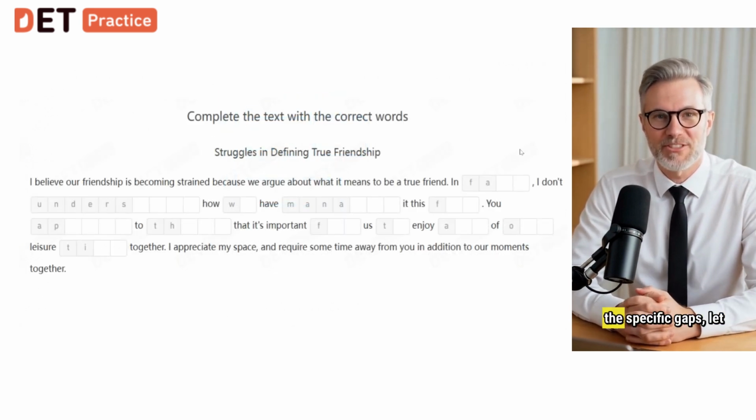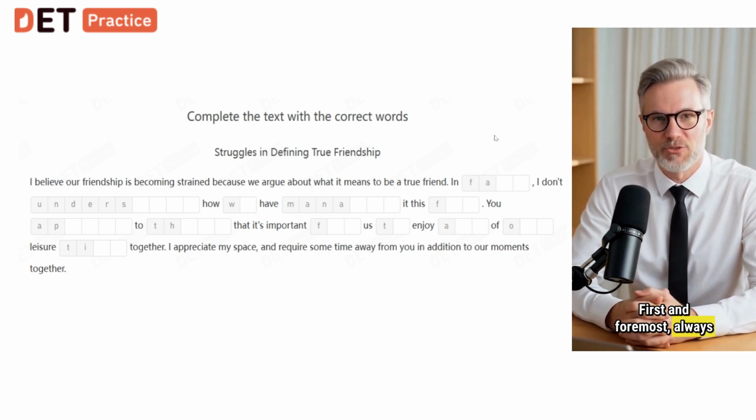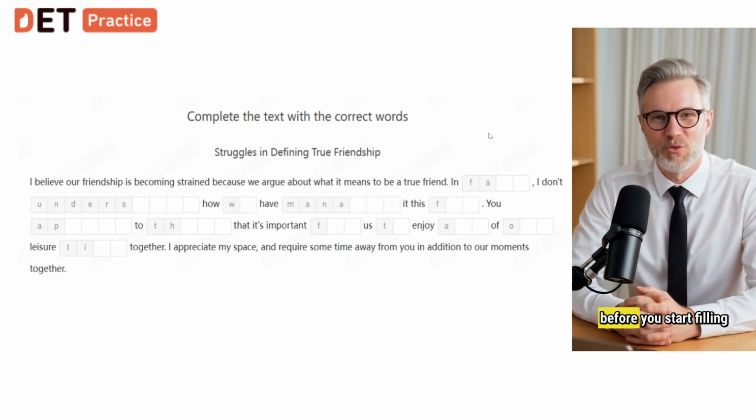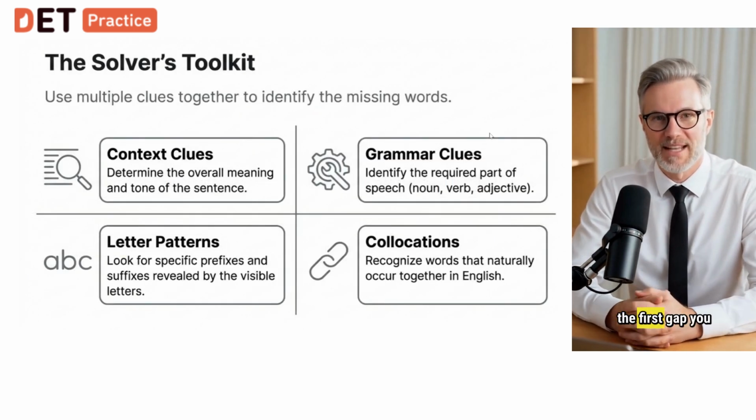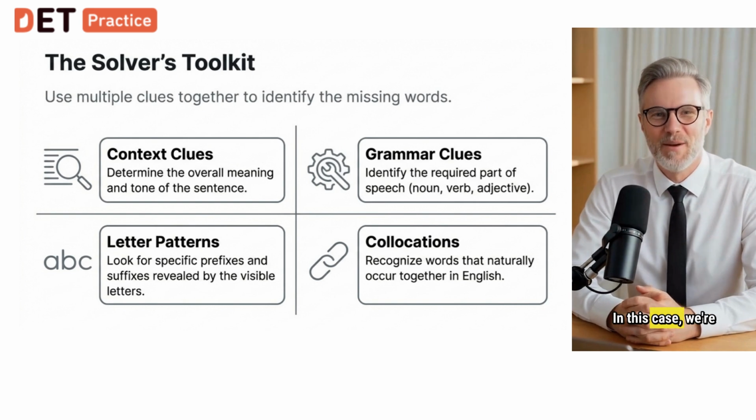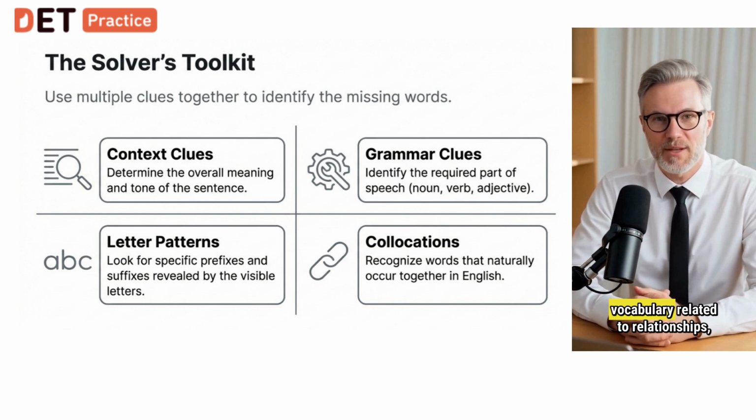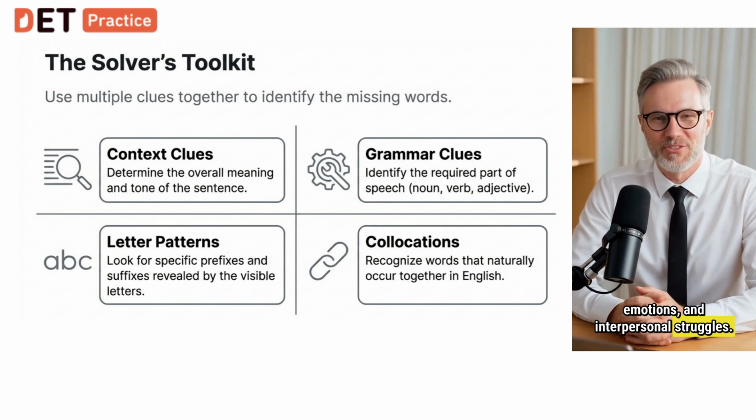Before we dive into the specific gaps, let me share some essential strategies for tackling read and complete questions. First and foremost, always read the entire passage before you start filling in any missing words. Don't jump right into the first gap you see. You need to understand the overall topic and tone of the passage. In this case, we're reading about friendship conflicts, so we should expect vocabulary related to relationships, emotions, and interpersonal struggles.